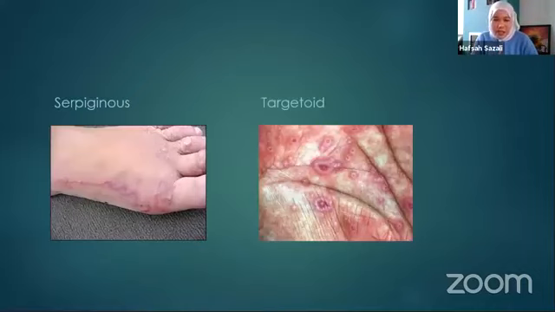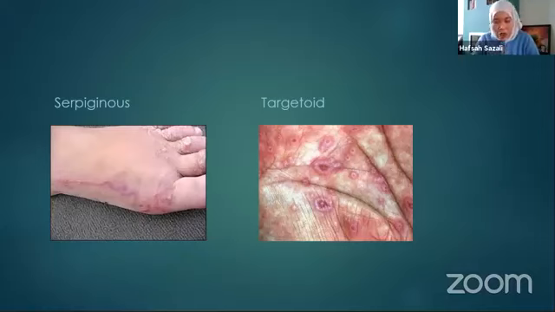And another important description, which is specific really, is targetoid. A lot of people describe targetoid for annular lesions, but targetoid is very specific actually because it has 3 zones. The middle zone is the dark or blistered center, which usually has a dusky color. This is followed by the second zone, which is the pale zone, followed by a rim of erythema. So there are actually 3 zones. If you want to describe something that is targetoid, they have to have these 3 zones.